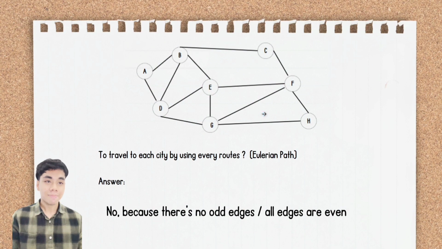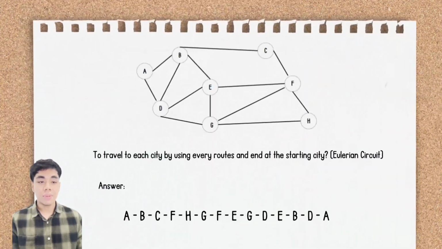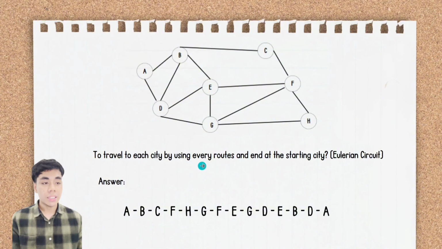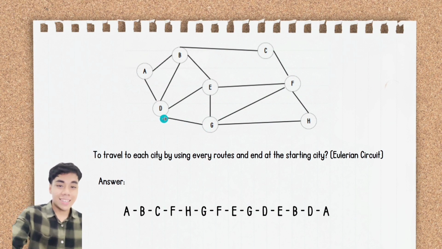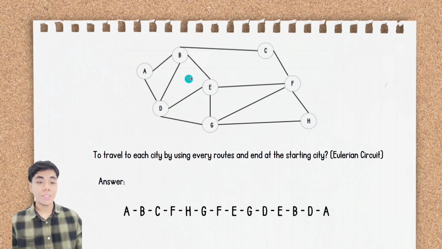For the next question, to travel to each city by using every route and end at the starting city, an Eulerian circuit, we have to start at A and also end at A, and we cannot go through the same path twice. For this question, we can go from A to B, C, F, H, G, F, E, G, D, E, B, D, A. We are not using the same path twice, so we can answer this with an Eulerian circuit.